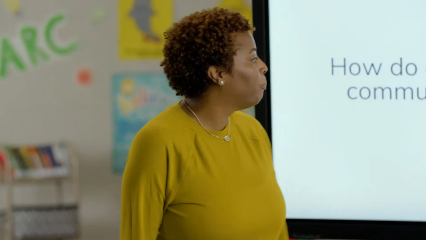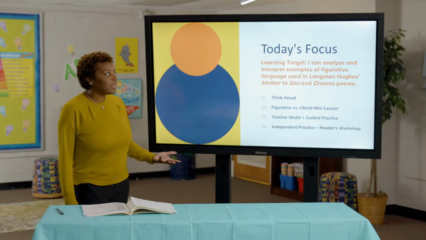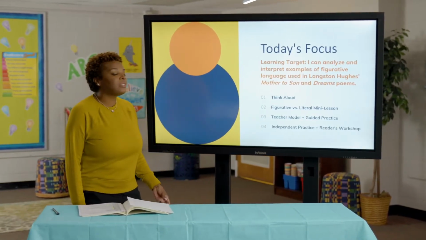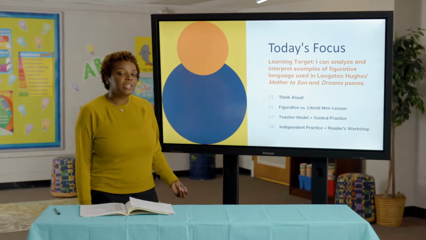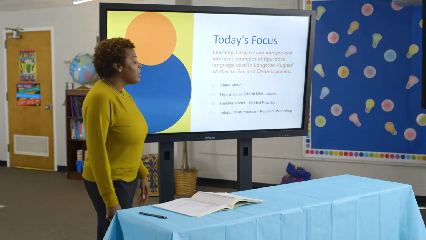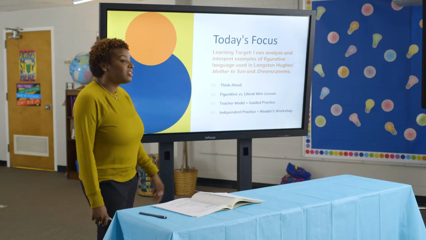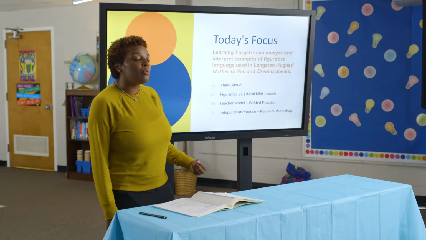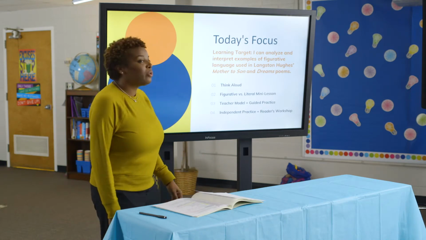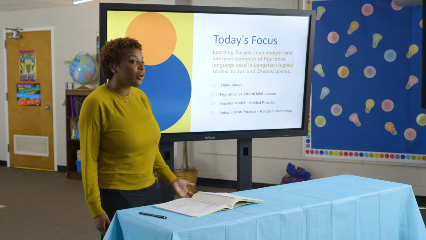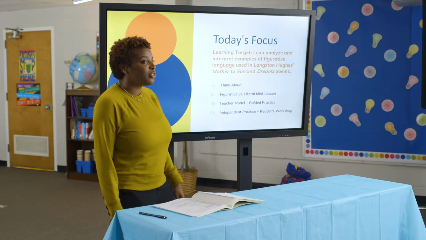throughout the poem. Today's focus: I can analyze and interpret examples of figurative language used in Langston Hughes' Mother to Son and Dreams poems. The first thing that we'll do is do a think aloud, where you'll be able to share some of your thinking to yourself. Then we'll go through a figurative versus literal mini lesson, and then we will go with our teacher model and guided practice, and then you'll have a chance to practice on your own and also engage in your reader's workshop.